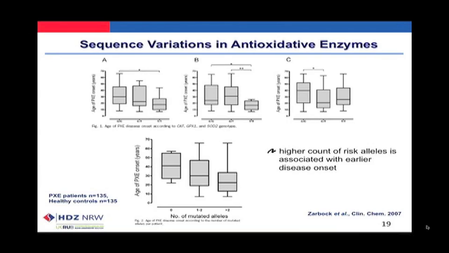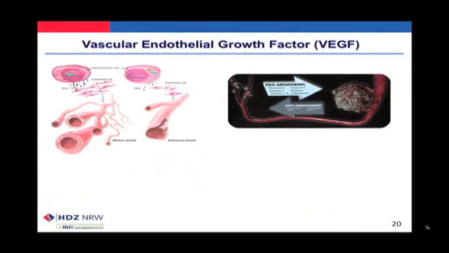What was quite interesting is that there's a correlation between a higher count of risk alleles and an earlier disease onset, which also makes sense if you think that, for instance, all 3 antioxidative enzymes do not work very well. Okay, next slide, please.